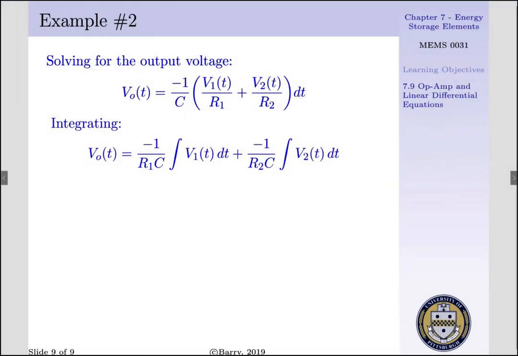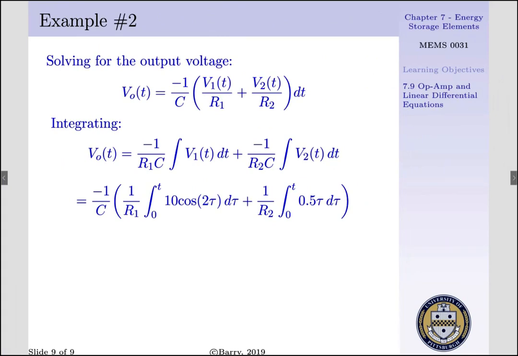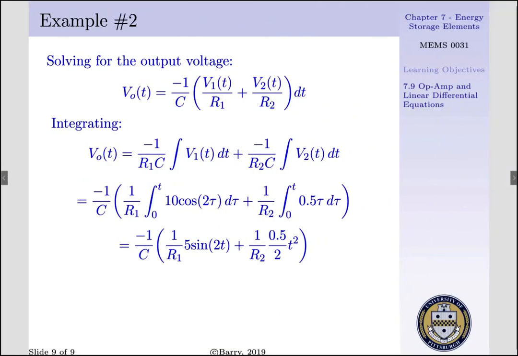We have to integrate this expression. V out is equal to minus 1 per RC, the integral of V1 of t dt, plus minus 1 per R2 C, the integral of V2 of t dt. Or this is equal to minus 1 per C times the quantity 1 per R1, the integral from 0 to t of 10 cosine 2 tau d tau, plus 1 over R2, the integral from 0 to t of 0.5 tau d tau. Or this is equal to minus 1 per C times the quantity 1 per R1, 5 sine 2t, plus 1 per R2, 0.5 per 2 t squared.